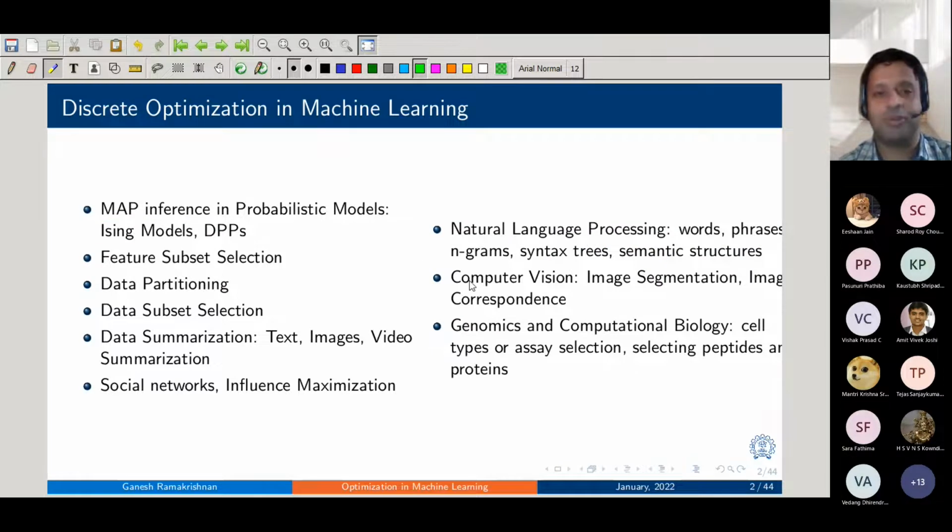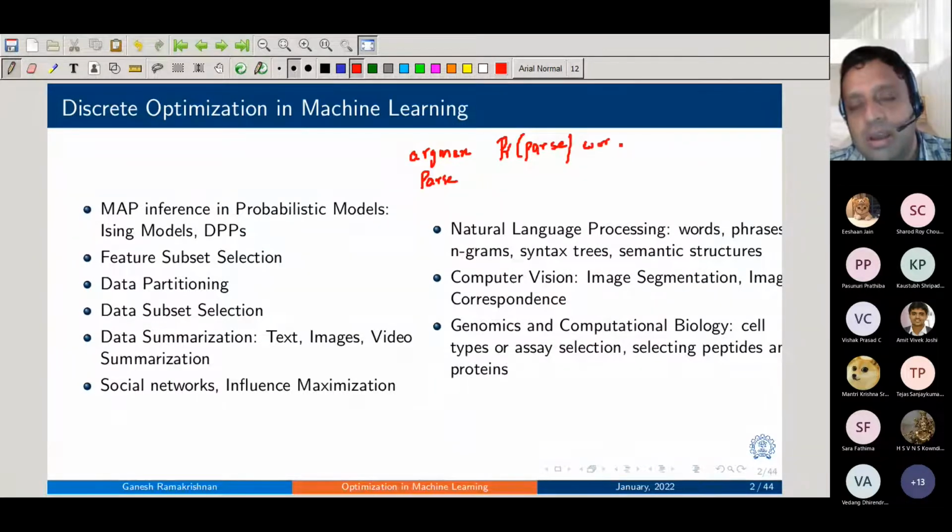As I said, you could also have natural language processing, where you're looking at the part of speech tag sequences associated with a bunch of words. There you're trying to detect, say, phrases, n-grams, semantic structures. The overall idea is that you are trying to find a sequence, say an argmax over the parse structure, of the probability of the parse given the word sequence. That's the most generic formulation.